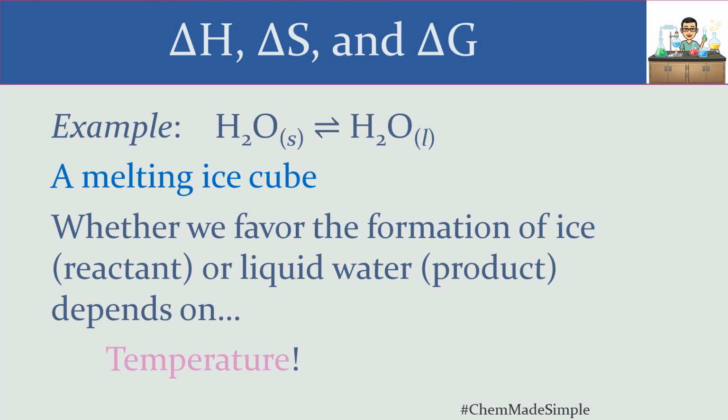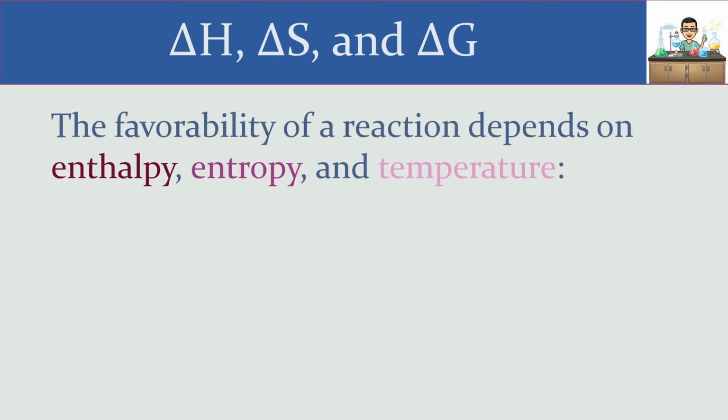Are we at a temperature that is in a freezer, for example, in which we can form those ice cubes? Or are we at a temperature where it's like room temperature and you don't expect ice cubes to form on their own, you expect water to remain as a liquid? So temperature is going to be our tiebreaker here in scenarios like that melting ice cube in which delta H and delta S are the same sign. And so it's not really clear which way the reaction is going to go. Temperature is going to dictate which side is going to be favored. So the favorability of a reaction depends on enthalpy, it depends on entropy, and it depends on temperature.